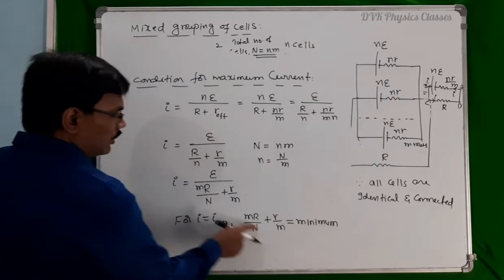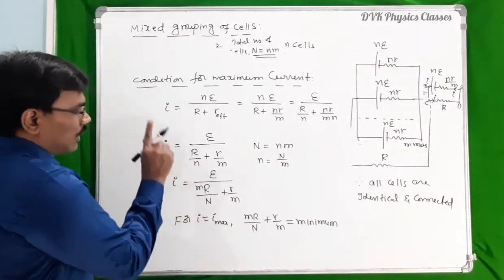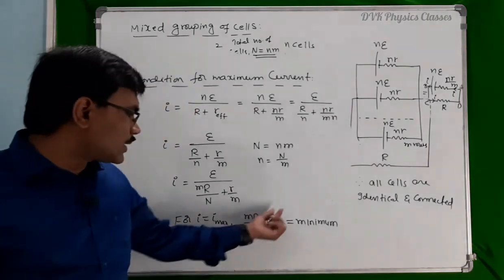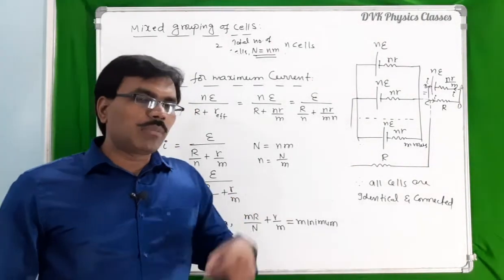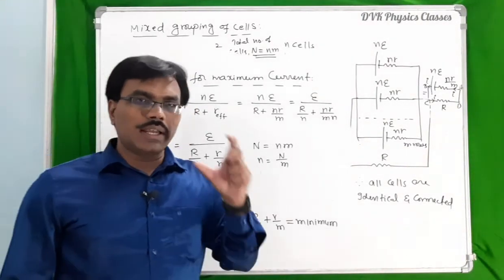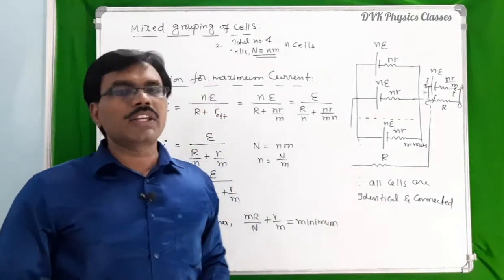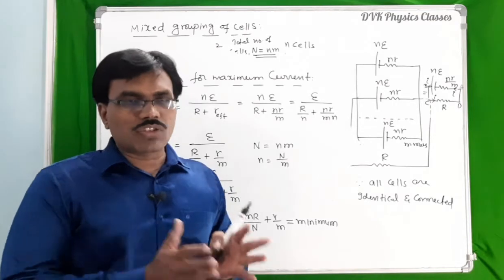Okay, when this value is equal to the minimum value, then the current value will be maximum. Again, when this term has a minimum value, we have got a condition, right? See, in differentiation, especially in the mechanics part, we have applied conditions of maxima and minima.